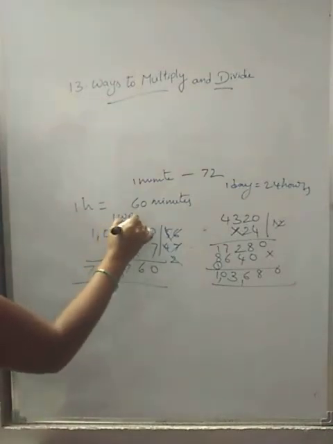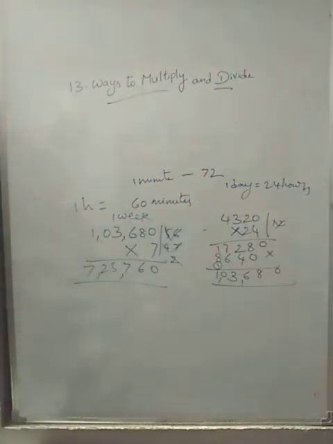In 1 week, how many times does the heart beat? 7,25,760. In all this, we should learn multiplication well. Big multiplications are coming. If you make one mistake, the total answer will be wrong.